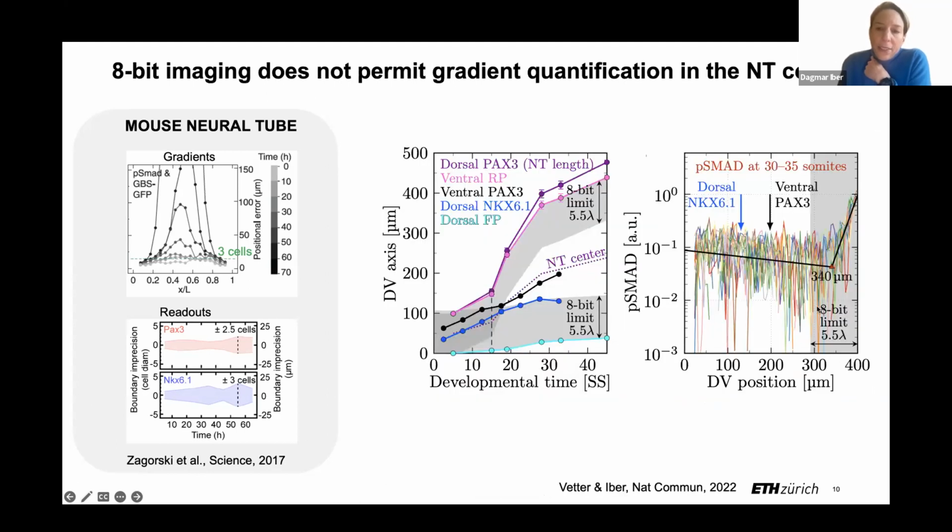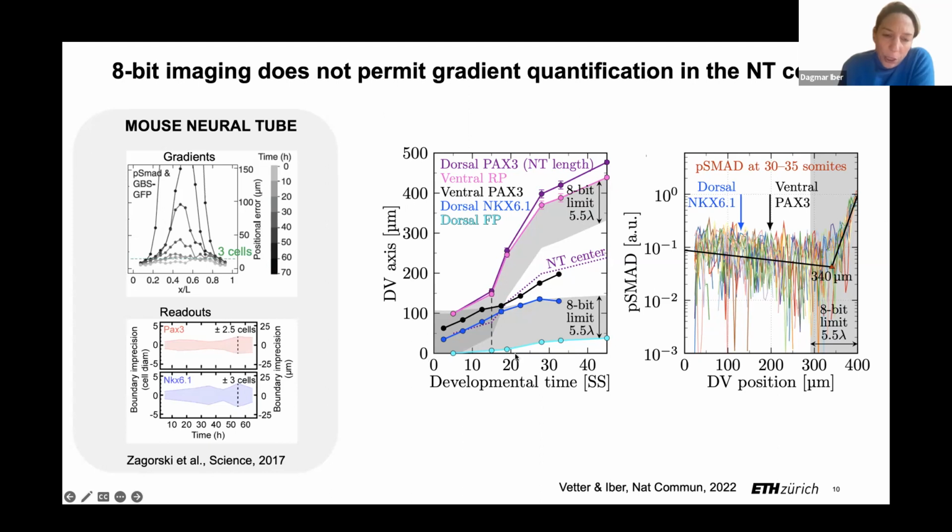And a second thing is that when they imaged the gradients, and it took a long time, but eventually they confirmed, they used 8-bit imaging. Now 8-bit, 2 to the 8 is 256, means they can only capture a 250-fold decline in signal. And so that means you can only get the gradient up to this 8-bit limit.